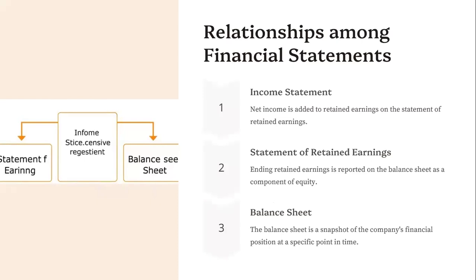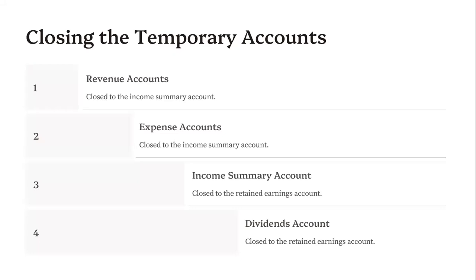Relationship among financial statements. So the income statement includes the net income, which is added to the retained earnings on the statement of retained earnings. And in the statement of retained earnings, ending retained earnings is reported on the balance sheet as a component of equity. And the balance sheet is also known as a snapshot statement of the company's financial position at a specific point in time.